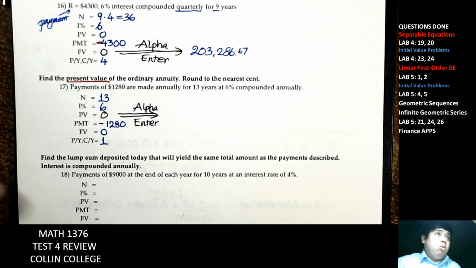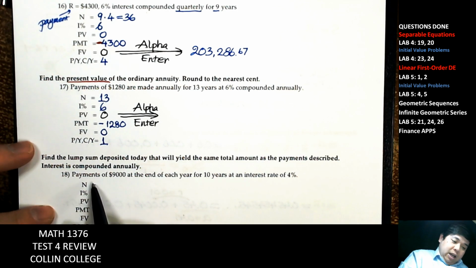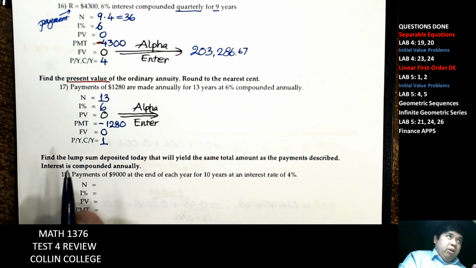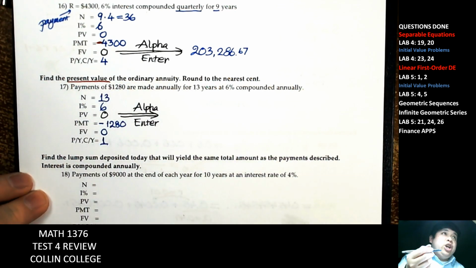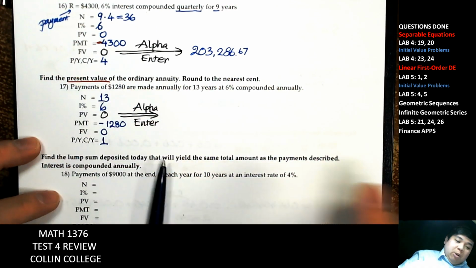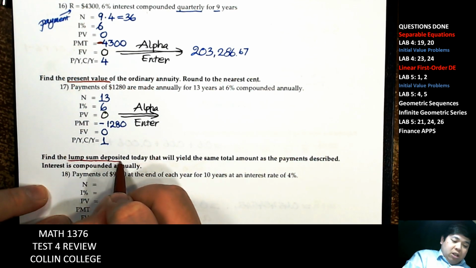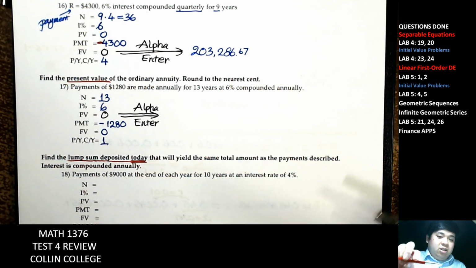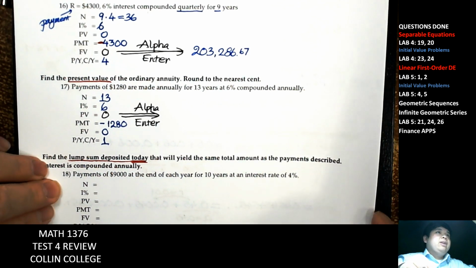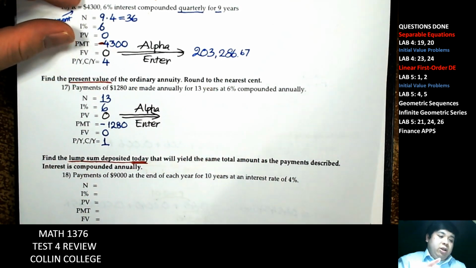Right. The next problem is exactly the same, except we still find the present value, everything the same, pretty much like that. They just change the term. Instead of the present value, we want the lump sum deposit today. The key here is today, which is at the present, of course. So pretty much similar to the previous one.